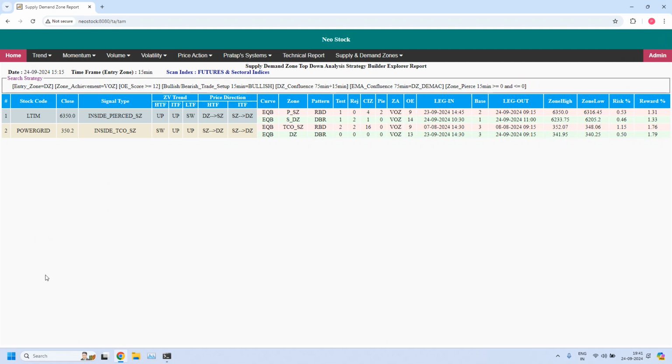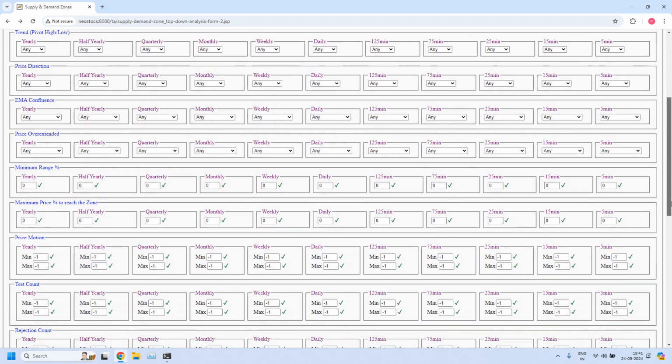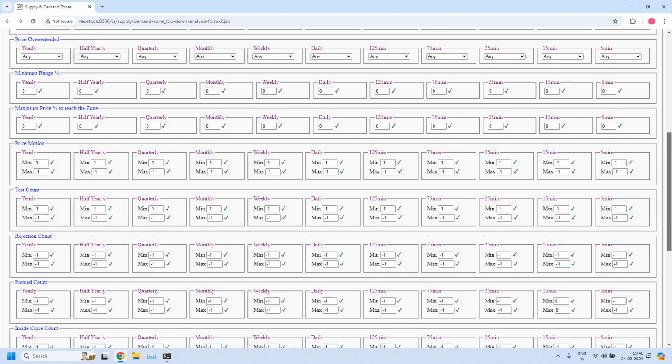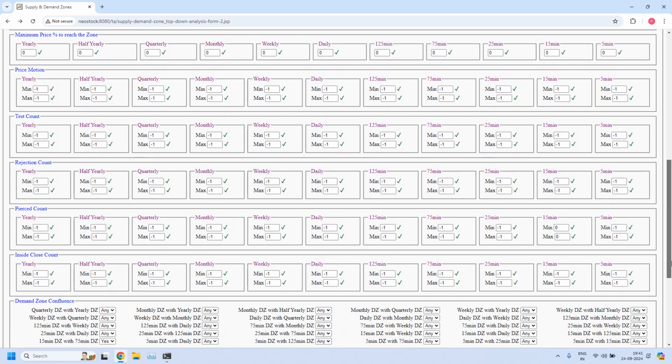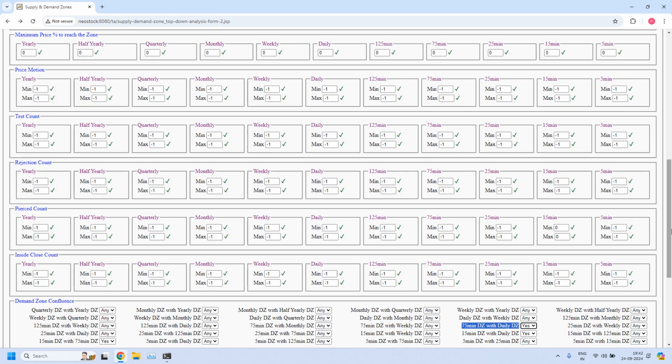Okay, next set of reports, let's look for LTF, ITF, HTF confluence. First we need to remove this filter, the EMA filter. I removed it. So in LTF, ITF, HTF confluence, that is 15 minutes, 75 minutes and a daily demand zone confluence. Already we enabled a 15 minutes demand zone with 75 minutes demand zone. Next 15 minutes demand zone with daily demand zone, and also 75 minutes demand zone with daily demand zone. I enabled all the 3 filters.